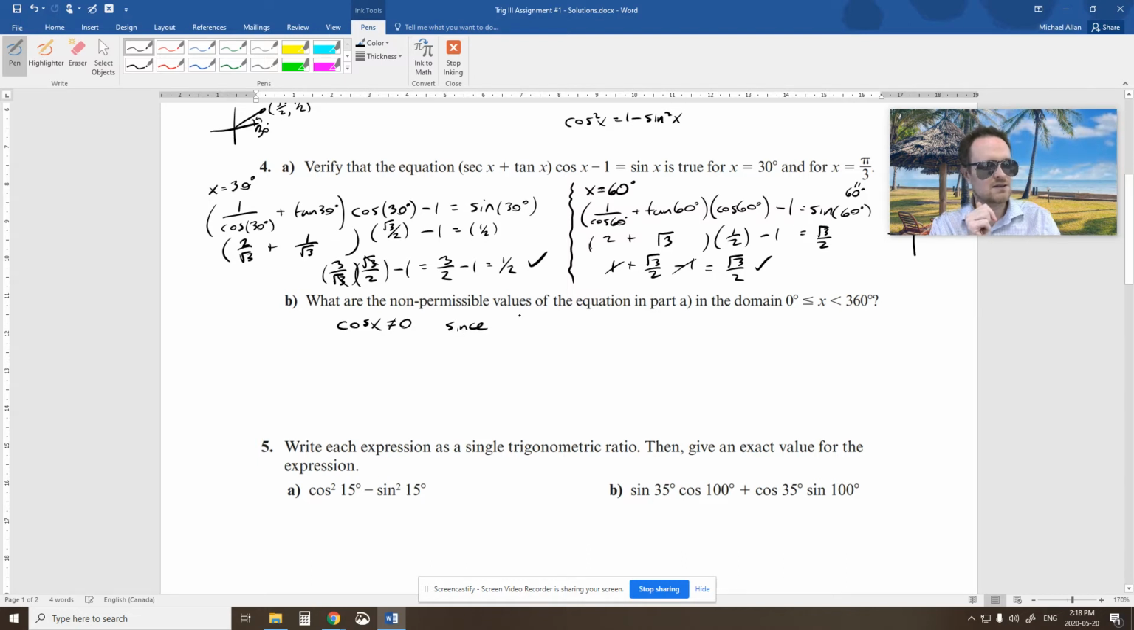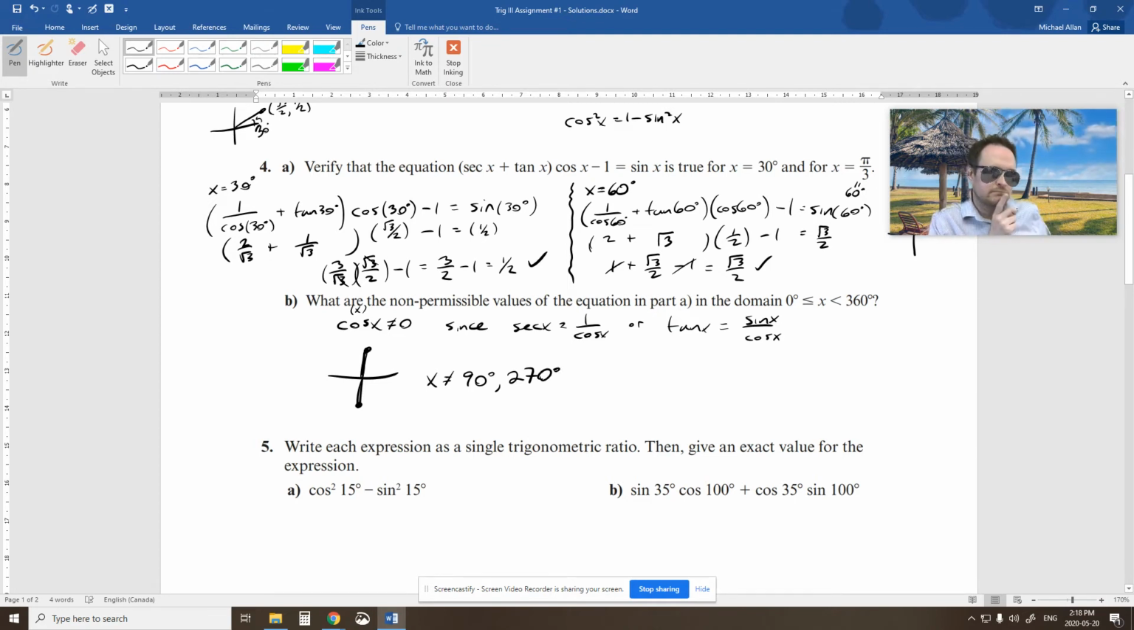I'll just write down here, since secant x is equal to 1 over cosine x, or tan x is equal to sine x over cos x. Okay, so where is cos equal to 0? Cos is equal to 0, and the x value is 0, so that's straight up and straight down. So x cannot be 90 degrees. You can leave it in degrees because that's what the domain says over there. And 270. Yeah, there we go. Pretty good.